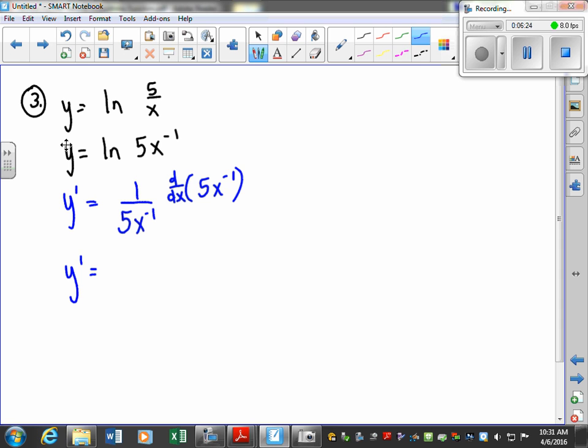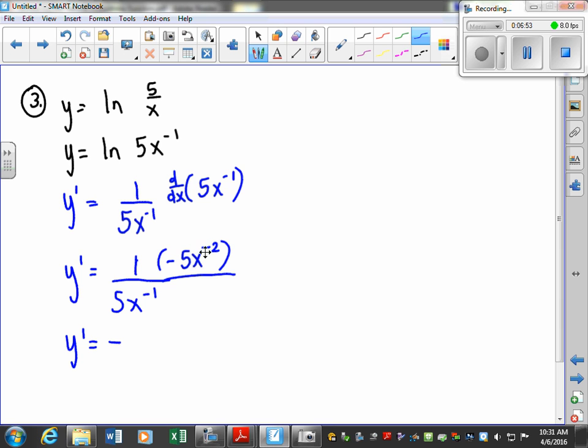Okay, so I'll just carry this down, 5x to the negative 1. What is the derivative of this? Negative 5x, so let's see, we'll have negative 5x to the negative 2 power. Okay, so the 5's cancel, but I'll have a negative left on top. So first of all, I'll have a negative.